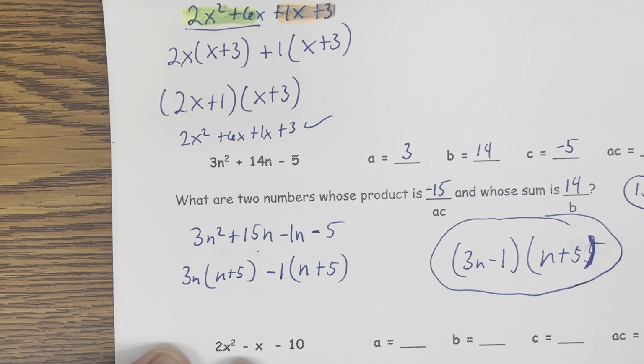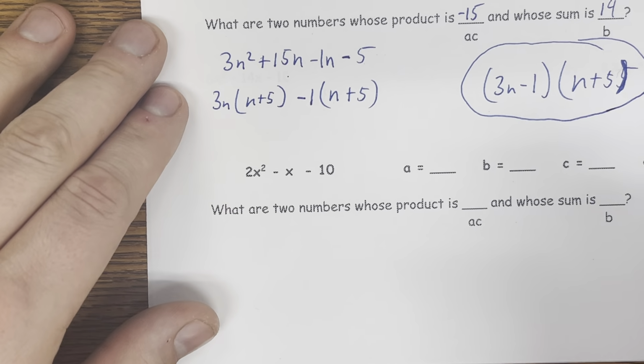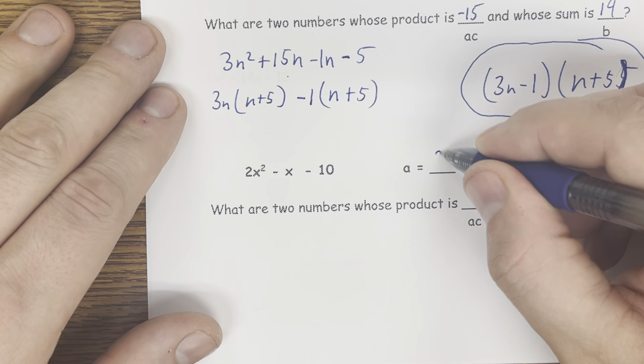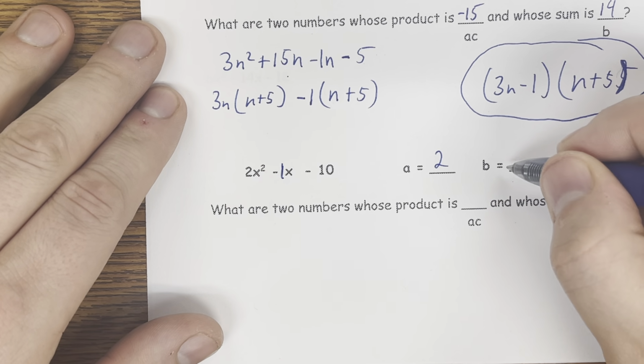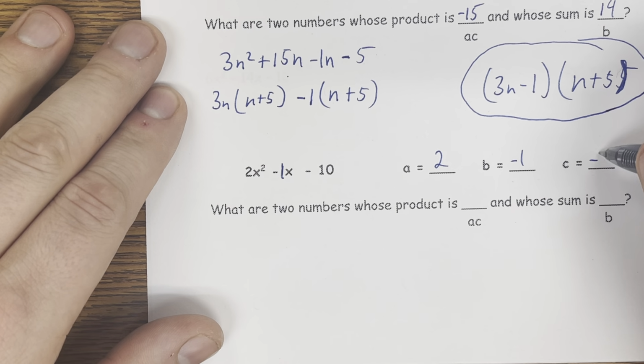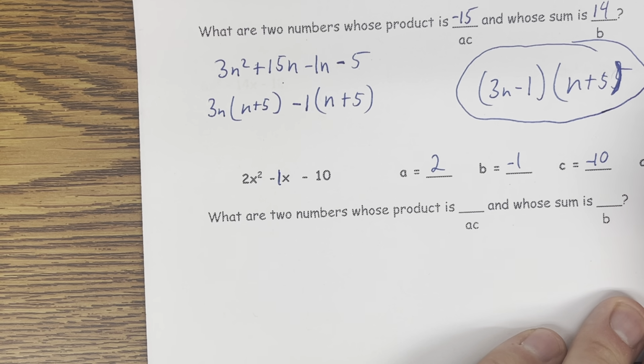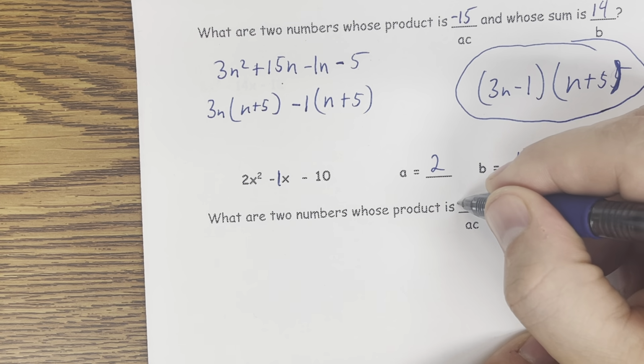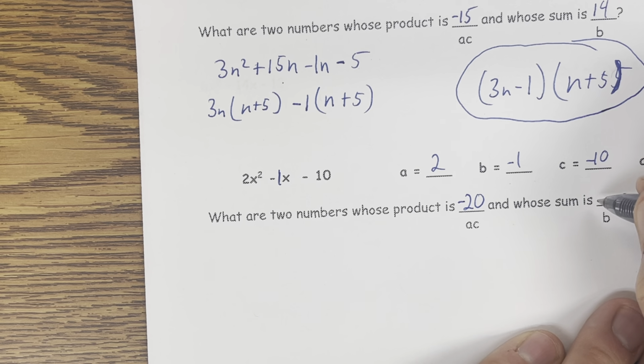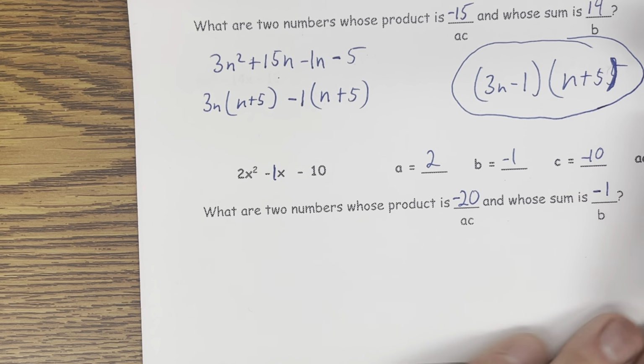I'm not going to check this one. All right, on to the next. A, B, and C. A is 2. Nothing there, so that's a -1. C is -10. A times C, -20. So we're looking for the factors of -20 whose sum is our middle term, -1.